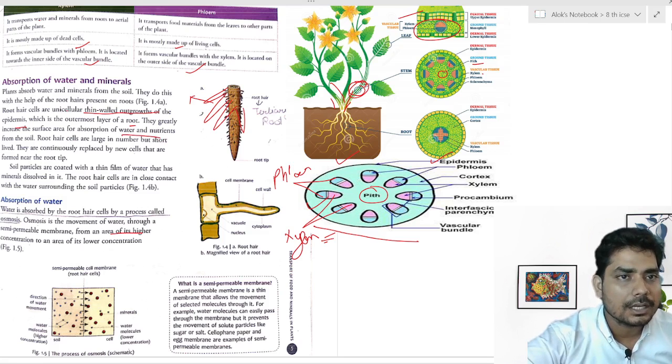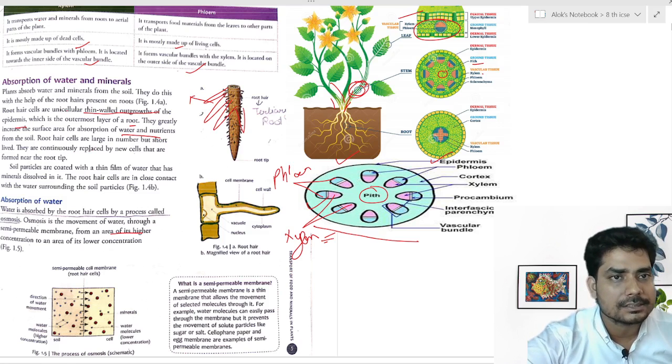Root hairs are large in number but have a short life. They are more in number but live less. They live for a short time period. They grow on the tip of the root. There are meristematic cells which divide and make many root hairs.